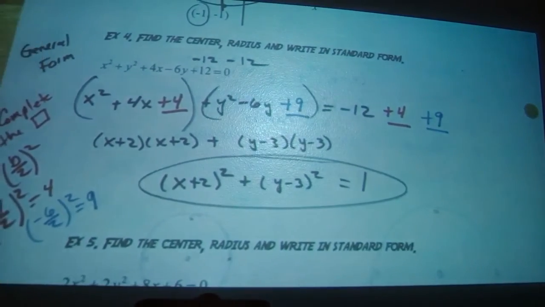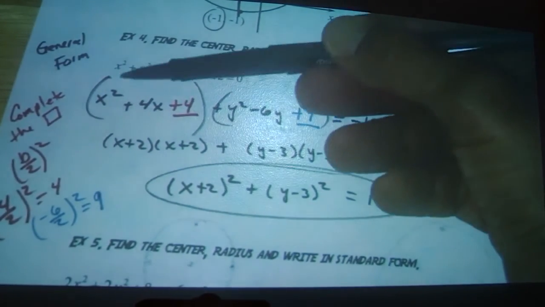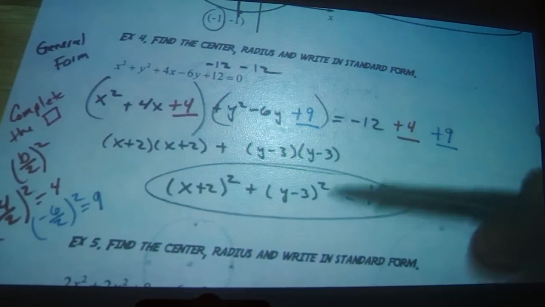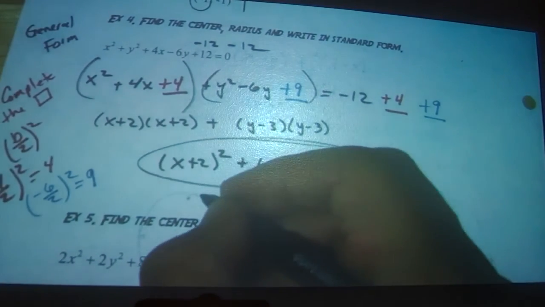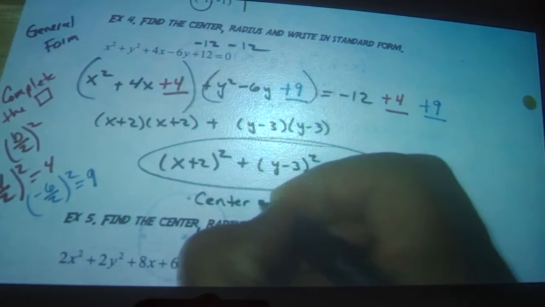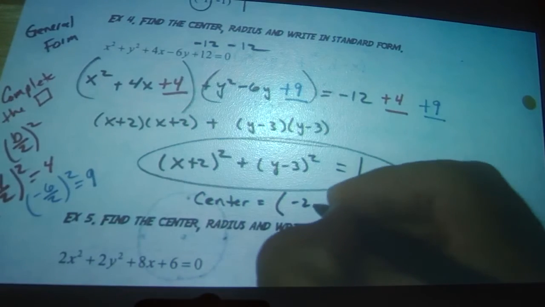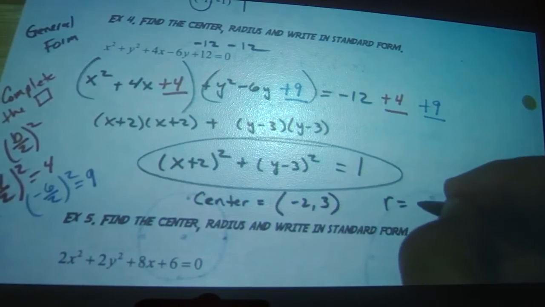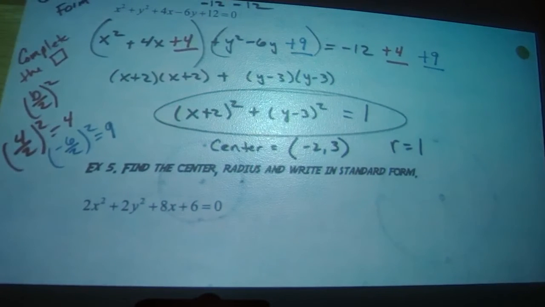So we took something that was in general form. We did a little work, moved our constant over, regrouped, completed the square for each one, factored, simplified, and now we have it in standard form. Standard form is great because now I can pick out my center. Remember, it's the opposite of what you see in parentheses. That's negative 2, positive 3, and the radius, if that was 100 you'd have 10, but it's 1. The square root of 1 is 1. So now I have my center and radius.